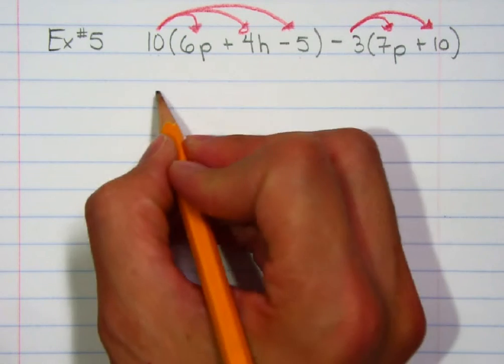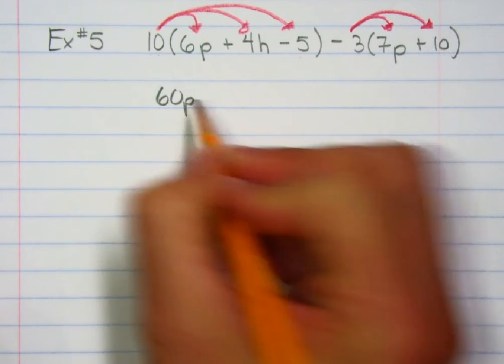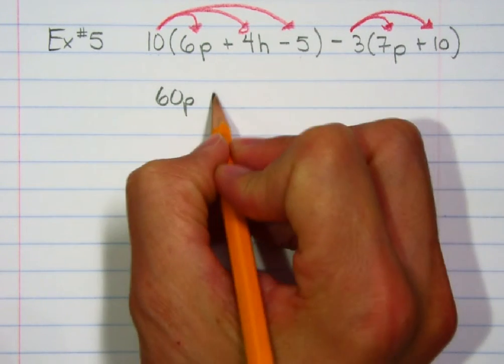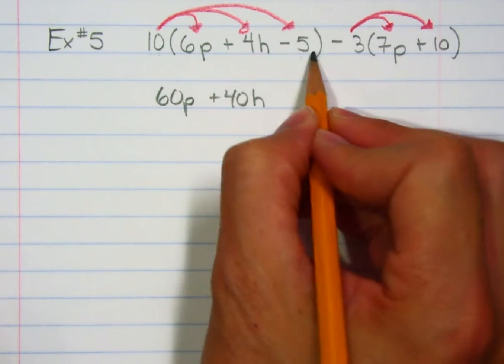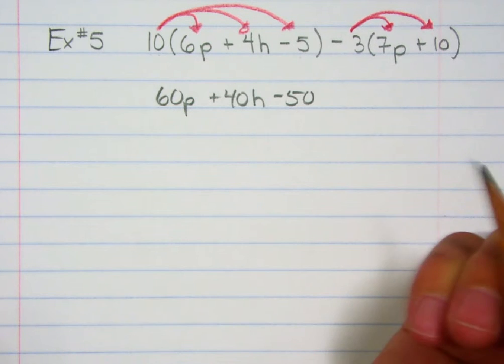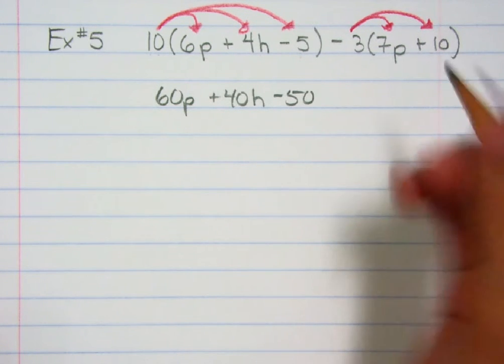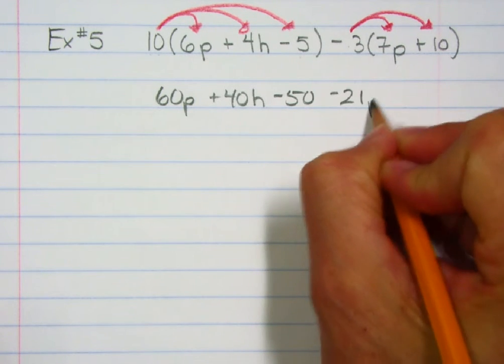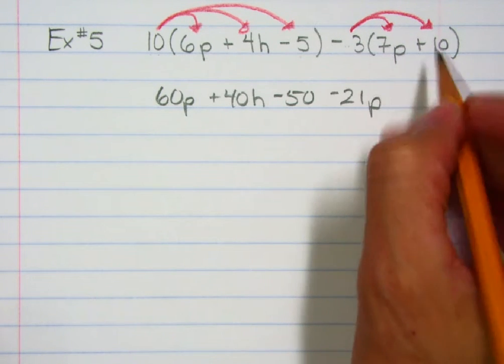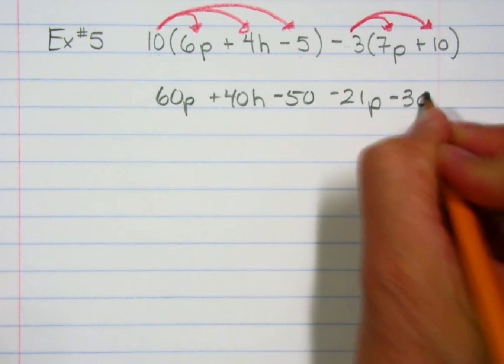10 times 6 is 60, and then times p, so put that. 10 times the 4 is 40, and then times the h. 10 times the negative 5 is negative 50, but no letter whatsoever. Then I come over here. Negative 3 times 7, that's negative 21p. Negative 3 times 10, negative 30.